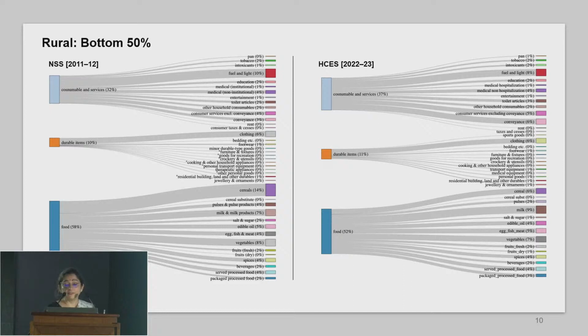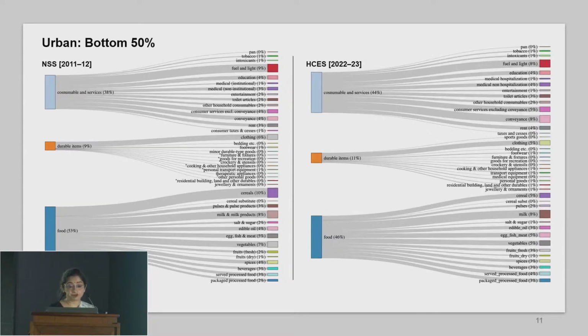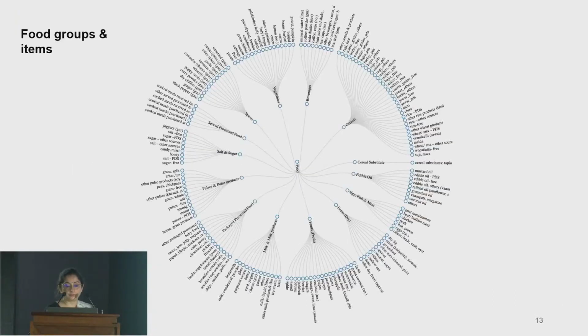The bottom 50%, quite worryingly, is seeing again a big increase in terms of pan, tobacco and intoxicants. There is a decline in cereals from 14% to 6%. In terms of processed food, again, it has increased. Similarly for urban households.